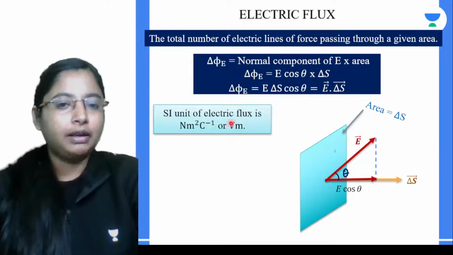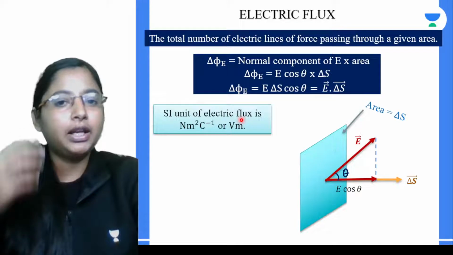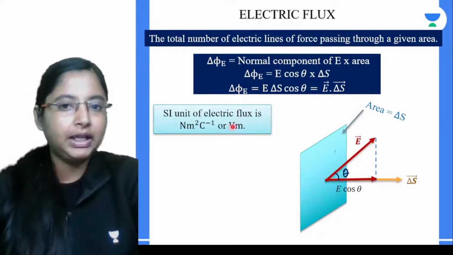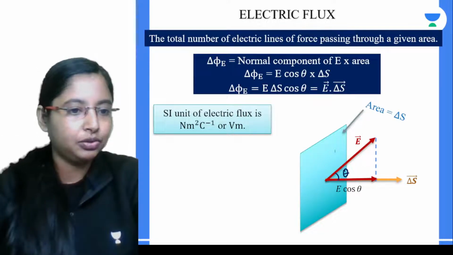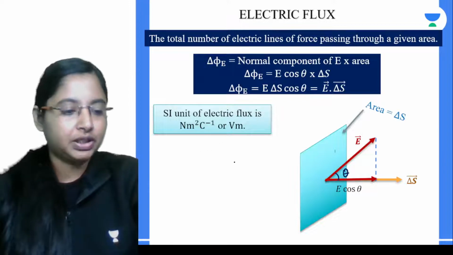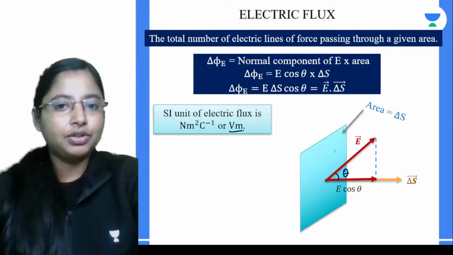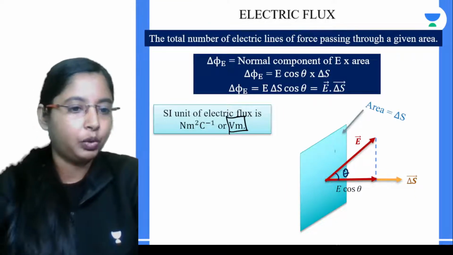Electric field can also be defined with respect to potential difference. From there, for electric flux, we end up getting a unit of volt meter.